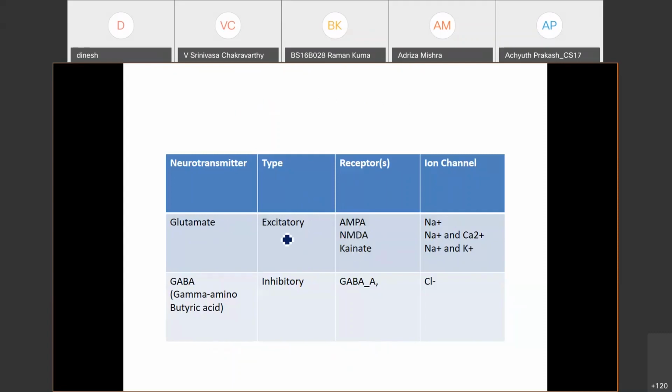For example, glutamate has three receptors: AMPA, NMDA, and kainate. NMDA is a very important receptor which is involved in memory and learning. But it's a big story. I'll maybe come to that later on in the course.